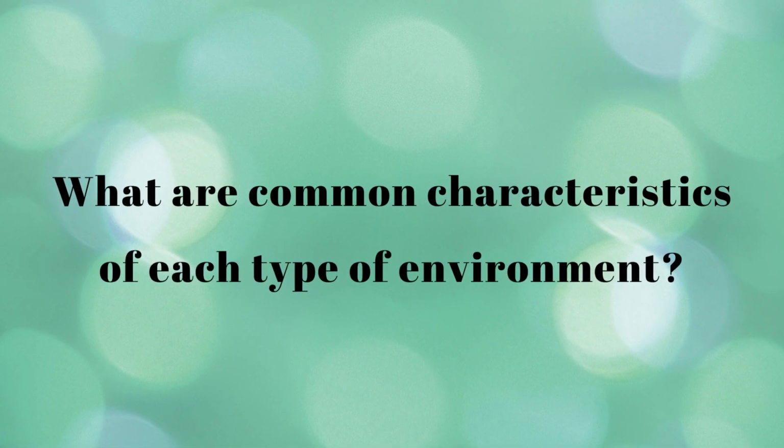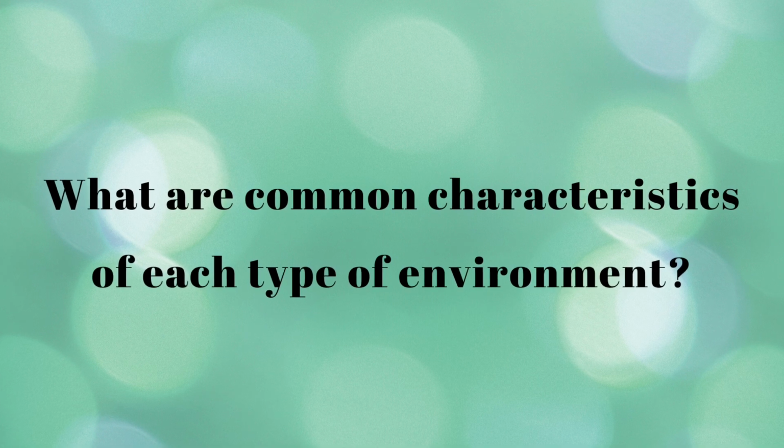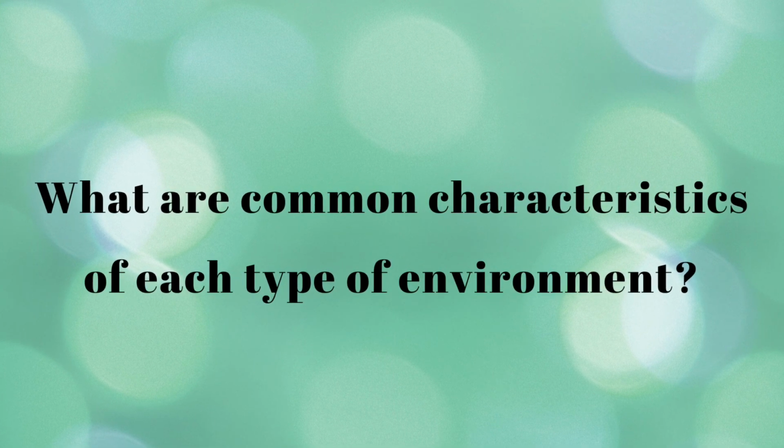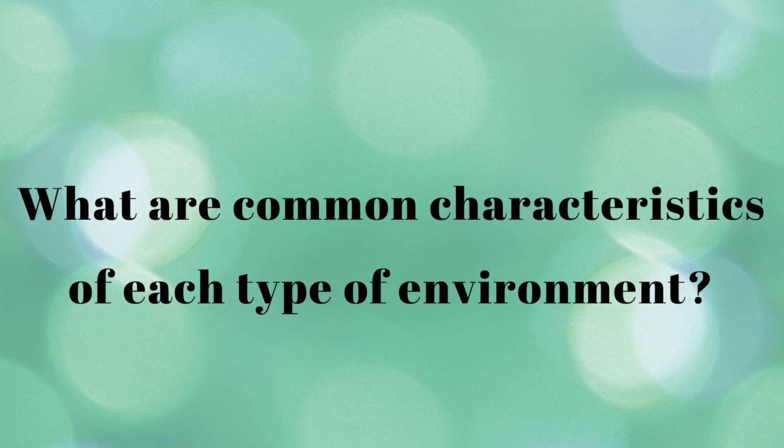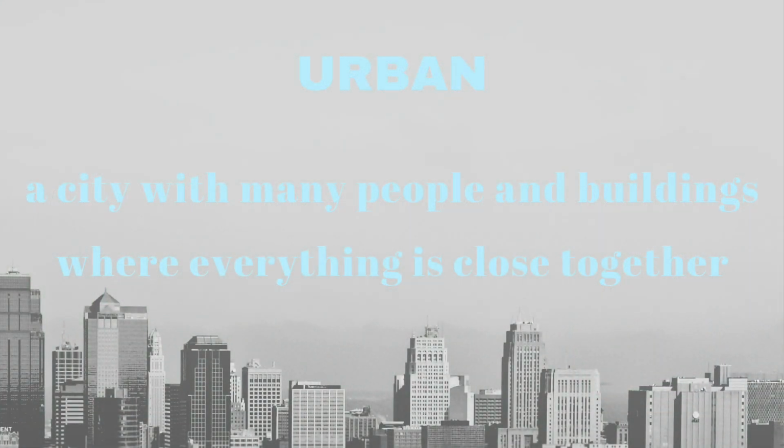Alright, now let's move on to discussing what some of the common characteristics of each type of environment are, so that we know when to use which word. So let's start with an urban environment. Like we said before, it's a city with many people and buildings where everything is close together.